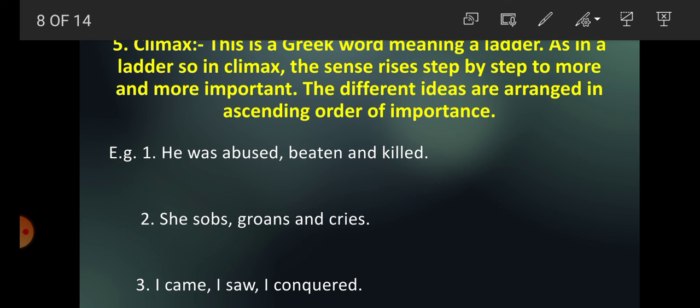Now number 5, students, climax. What is climax? Climax is the Greek word meaning a ladder. As in a ladder, so in climax. What is the same in climax and ladder? The sense rises step by step, more and more important. It goes in ascending order of importance. The different ideas are arranged in ascending order of importance, means low to high. For example, students, example number 1.